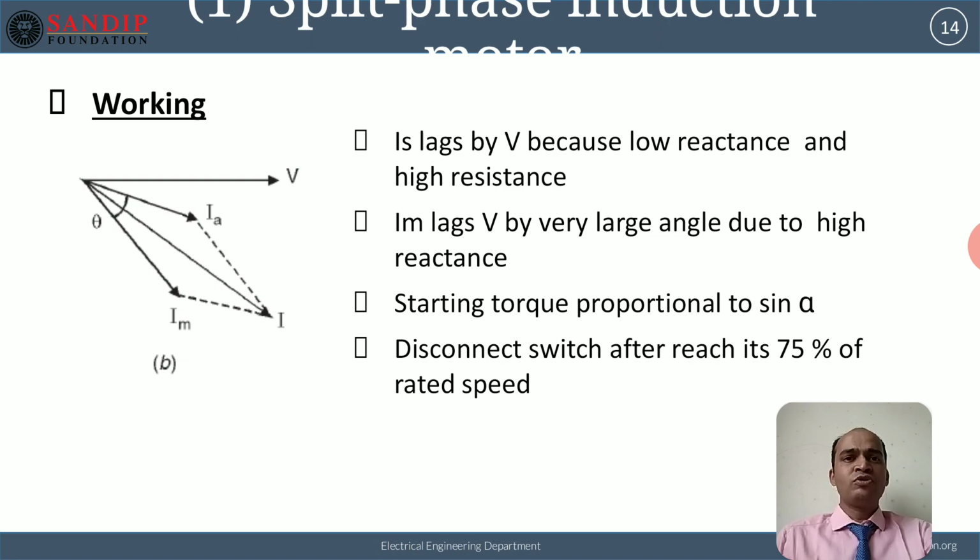This phasor diagram shows V, which is the supply voltage, IM, which is the main winding current, and IA, which is the auxiliary winding current. The resultant of IM and IA is our main current.